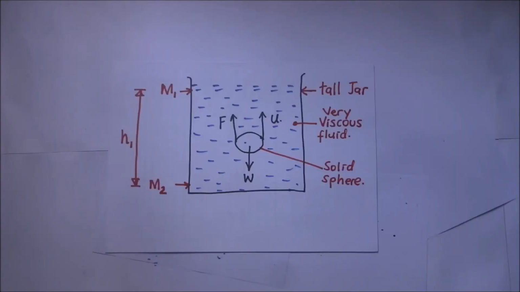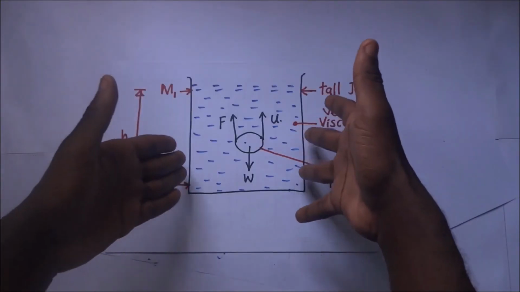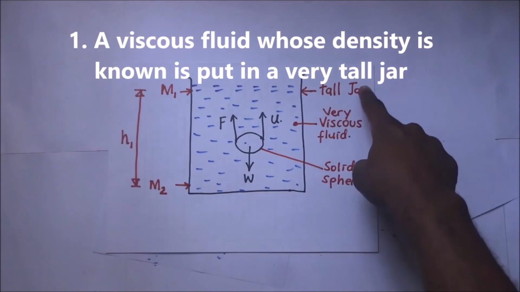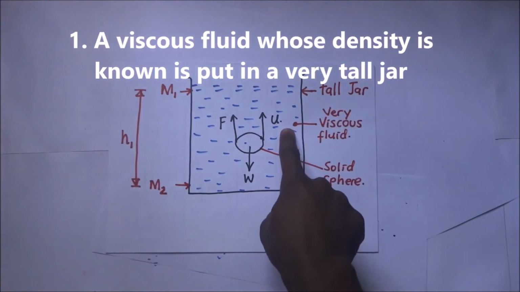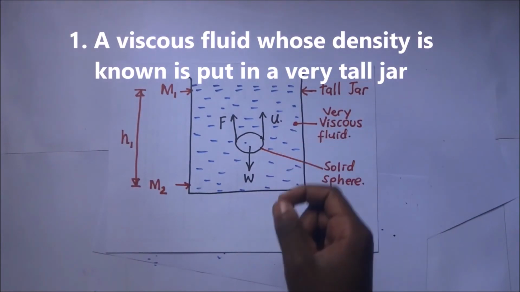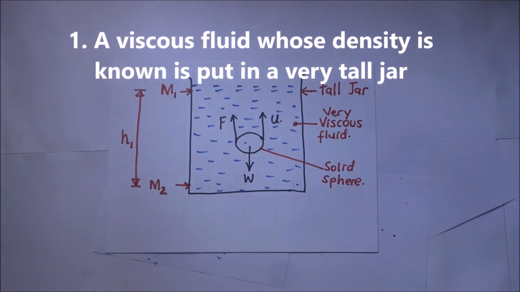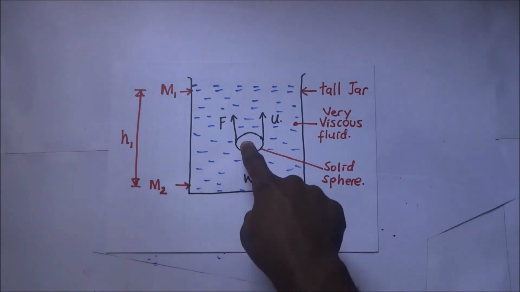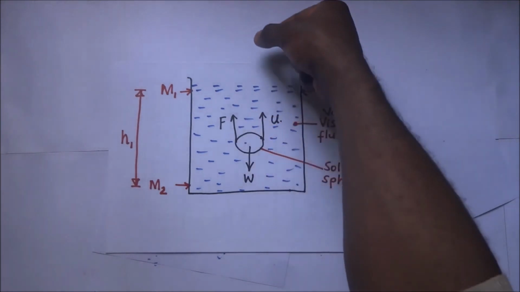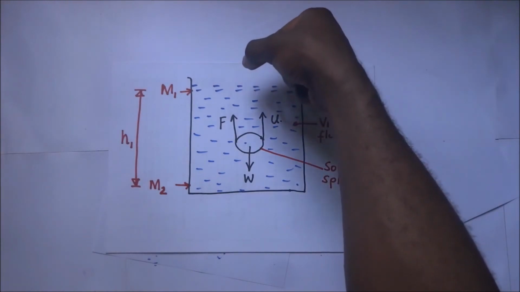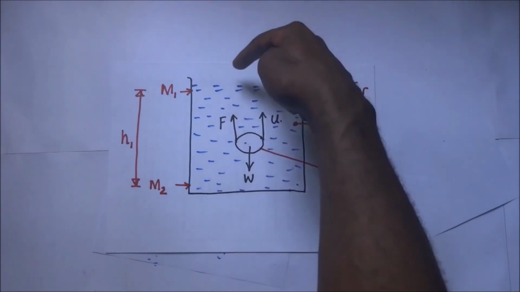So of course this is going to be the apparatus. We are going to use a very tall jar like that with a very viscous fluid. By that I mean a very thick fluid, and we are going to get a solid sphere that we are going to drop at the top. When you drop that solid sphere at the top, it is supposed to fall through.